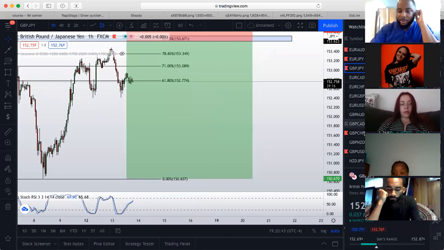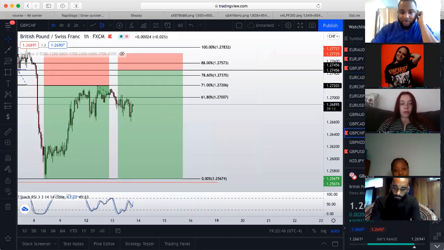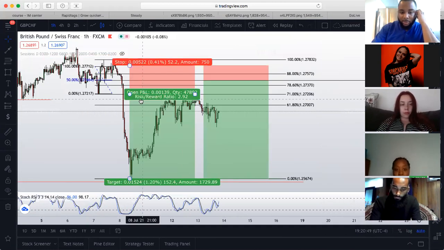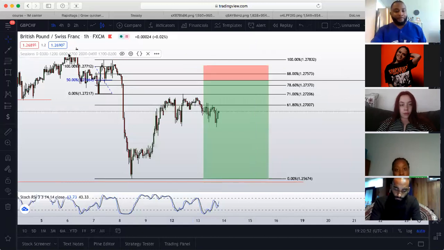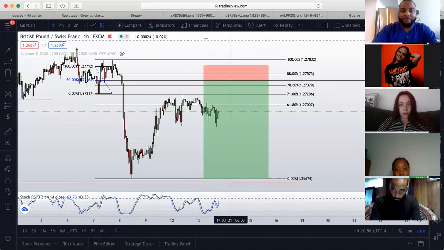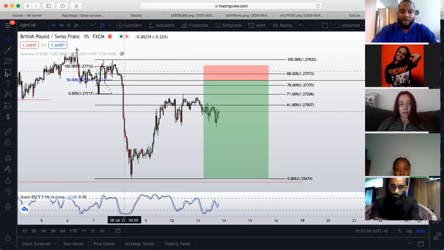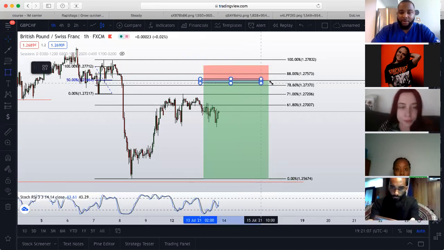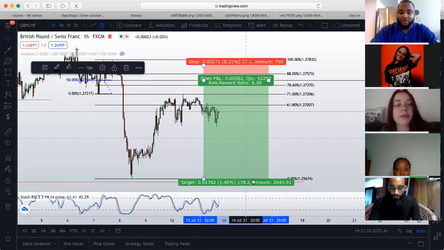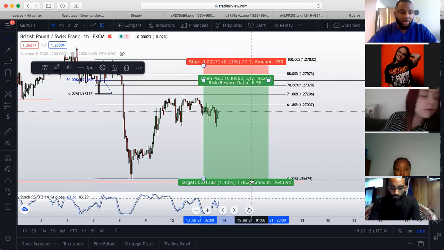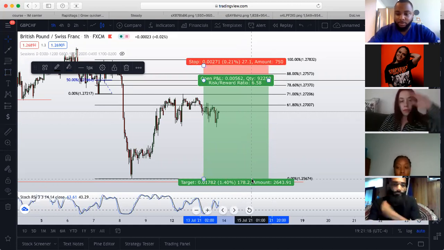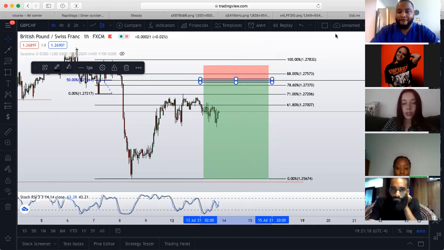Let's see if I can go to some other ones. GBP CHF. I don't like this one. I like this one up here. So, guys, let me ask you a question. Okay? If we're looking for the market to come to this area here, okay, I'll draw a box again. Look for it to come to this area here and then drop downwards. What's the pending order we're using? Look for it to come up to this area here and then drop downwards.